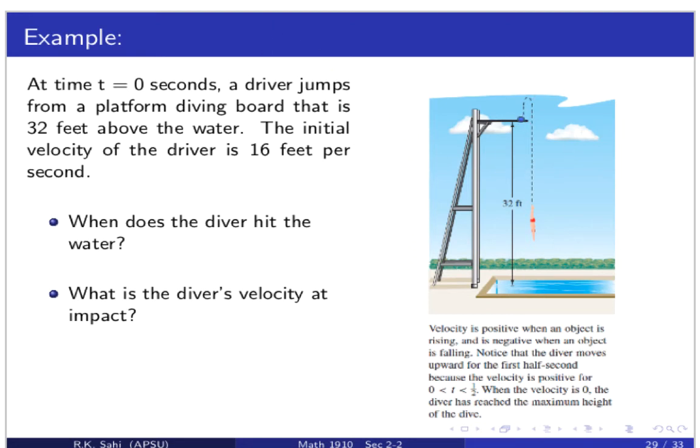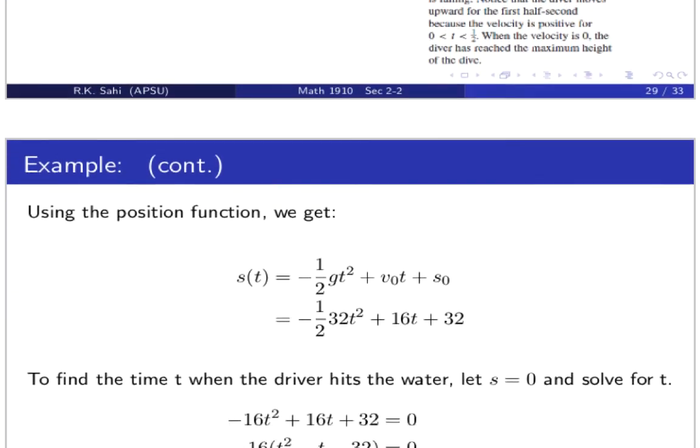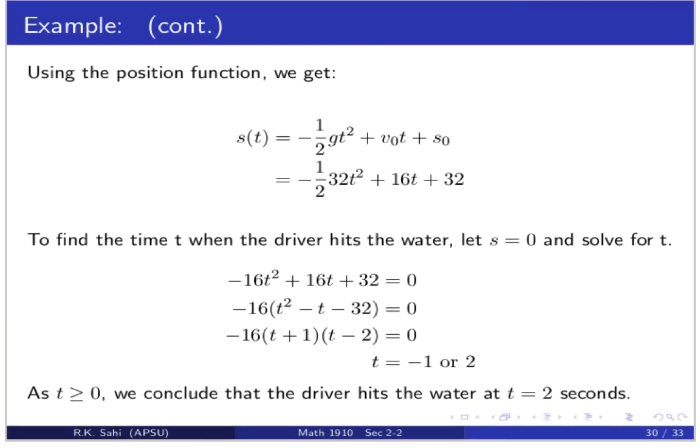Remember the initial velocity: the diver is going to go upward first. You're not going to jump straight down. If you're a swimmer, you know that you jump a little ahead. That's the initial velocity, and that's why you take the velocity to be positive. So using this position function, the formula we just looked at in the previous slide, s of t is minus half g t squared plus v naught t plus s naught. We are given the initial height to be 32, and 16 is the initial velocity, so just plug in the numbers.